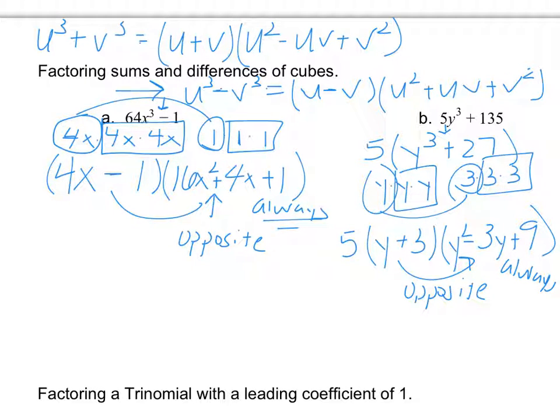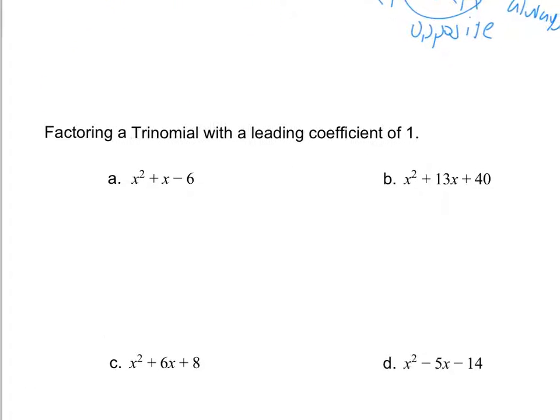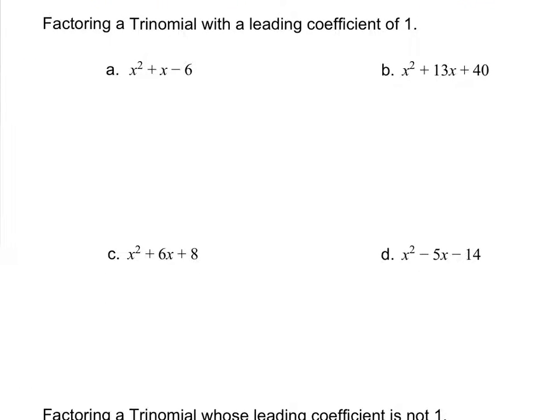Okay, and a lot of this takes some practice. You just have to get used to practicing it. Then the next thing we have is just factoring trinomials with a leading coefficient of 1. So that means that the number here in front of the x squared is a 1.